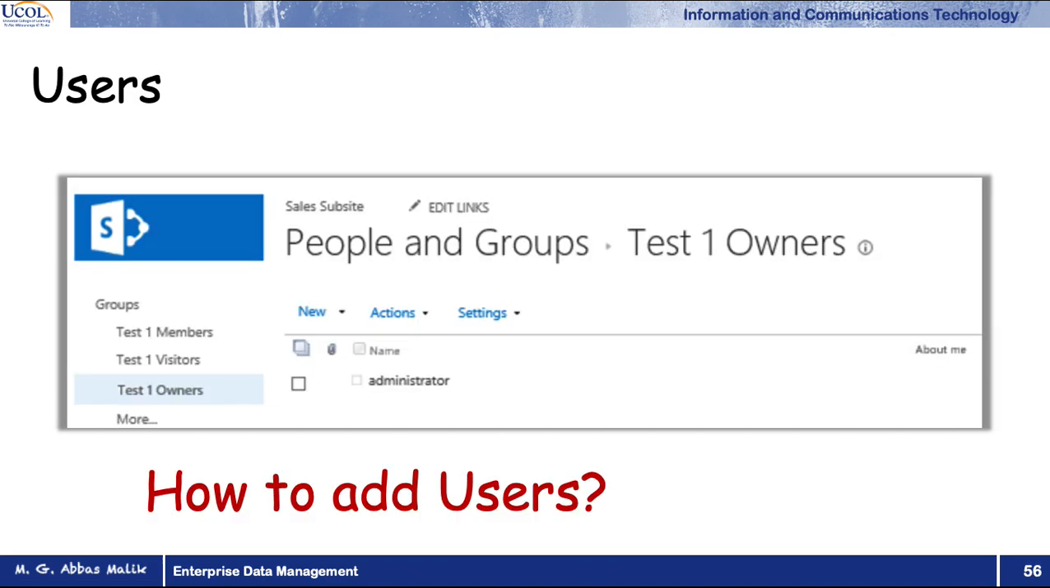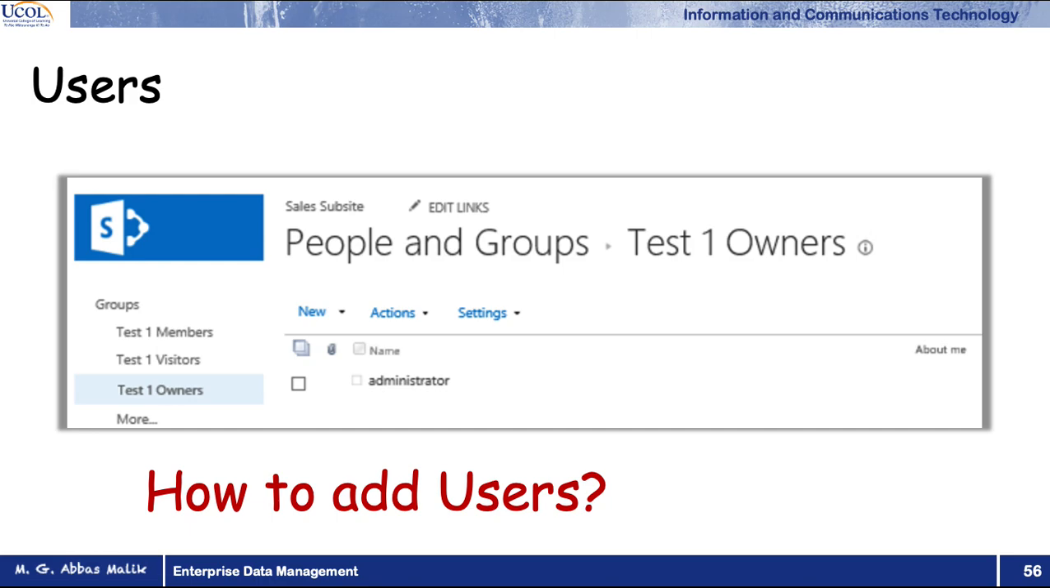So now the point is, if we click on the test owners, that's a group, and then we can see only the administrator is there. The reason is that it's the only user we have. Now how can we add users? How can we show that some users are visitors, they don't have the editing right, some users are the members, which have the editing right, and some users are the owners, which have the full control? How can we mimic, how can we show those things? So for that, we need to add users.